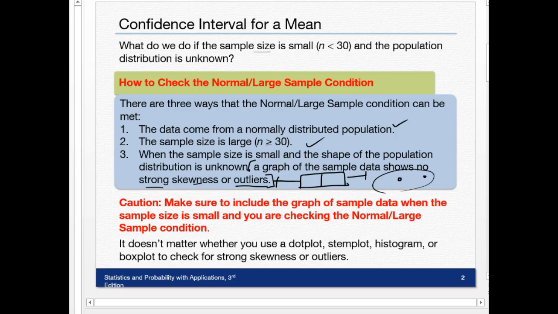All right. So if that's the situation in the problem you're doing, you have to include a graph, and I'll remind you how to do that with your calculator. It doesn't matter if you use a dot plot, stem plot, a histogram, or a box plot. You just have to check. So if you're more comfortable just drawing a dot plot of the data, then go with that. If you want to do the box plot, like I show you how in the calculator, you can do that as well. Either one really doesn't matter. Any of these types will work.